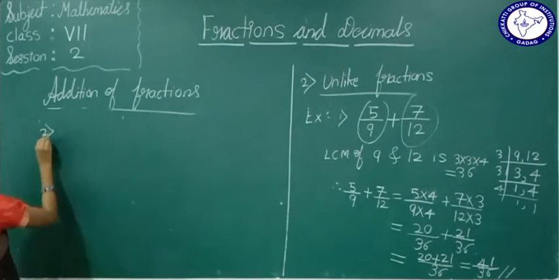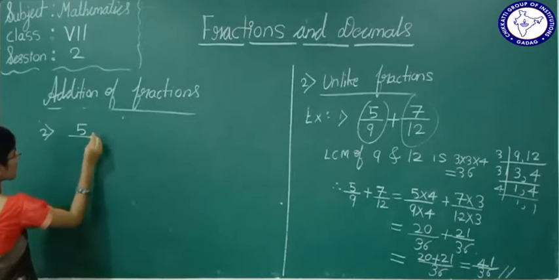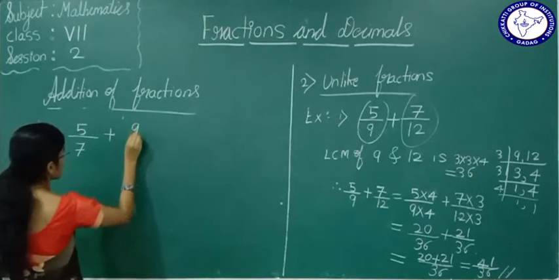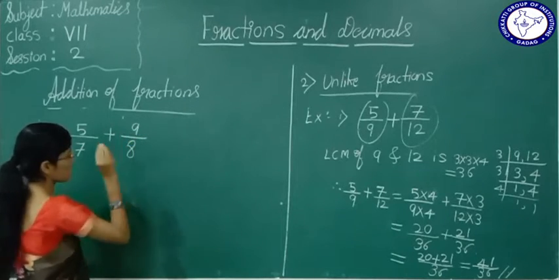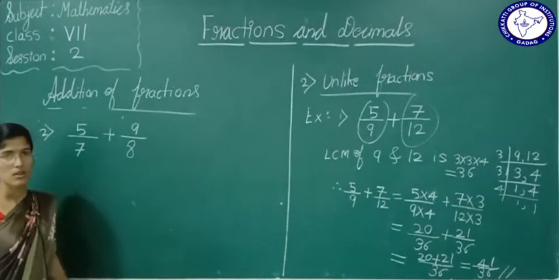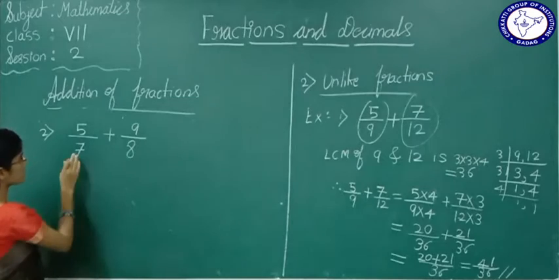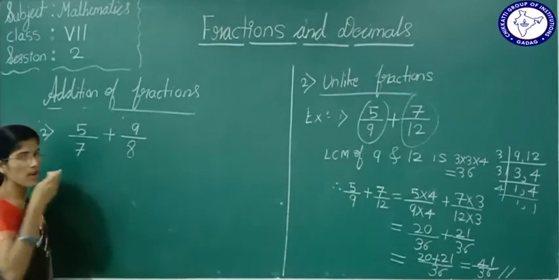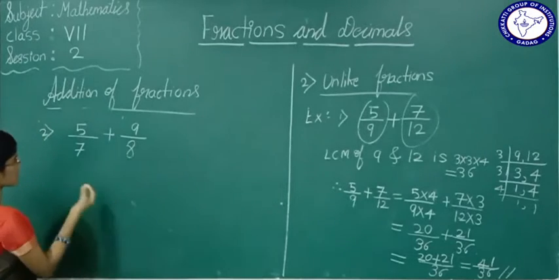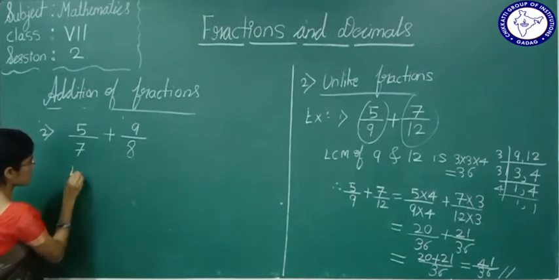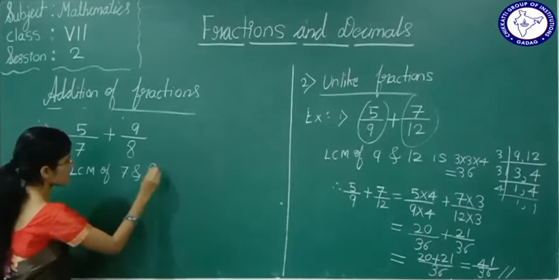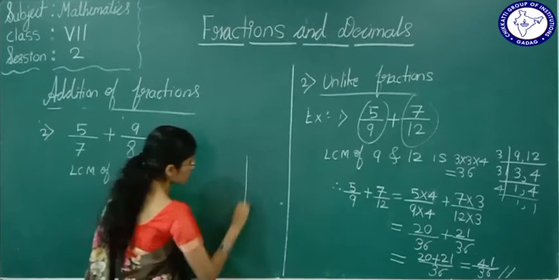So, example number 2. 5 by 7 plus 9 by 8. Okay, now add this fraction. See, these are unlike fractions. Yes or no? First, unlike fractions you have to convert into a like fraction. See, LCM of 7 and 8. What is the LCM of 7 and 8?